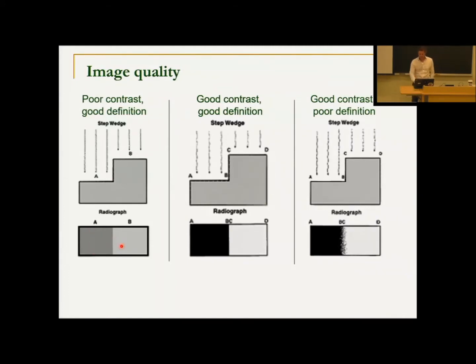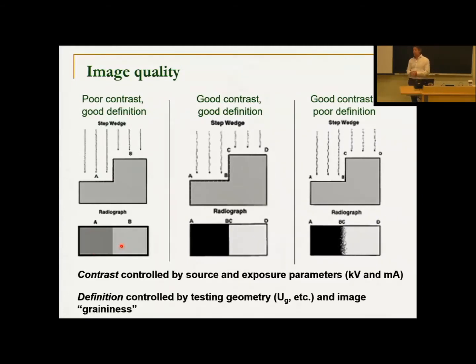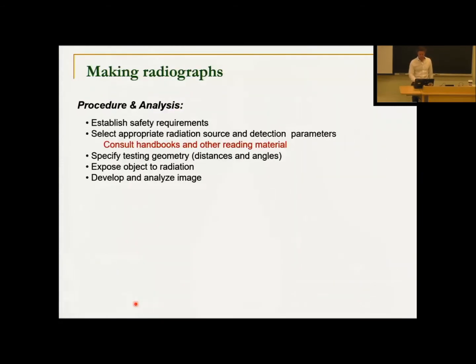So with these I'm trying to show that in the X-ray, we have to balance the intensity and the contrast and the definition, right? The contrast is controlled primarily by the source parameters, exposure time, and the intensity of the radiation, and then the definition is usually controlled by the geometry of the setup.